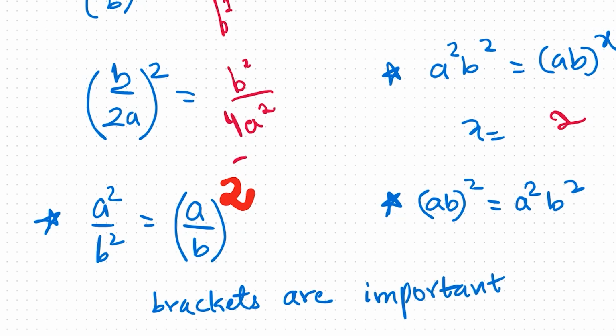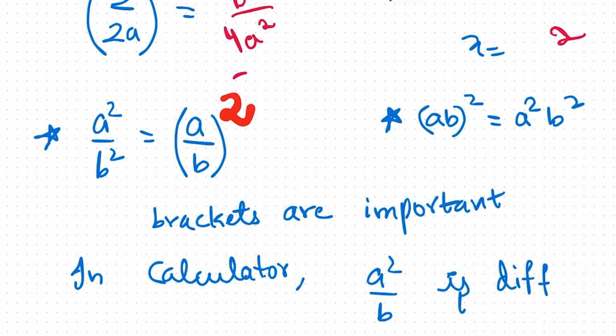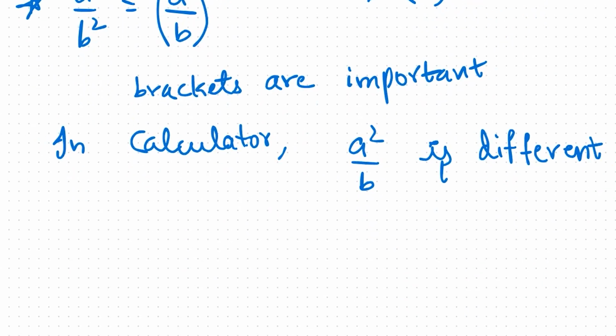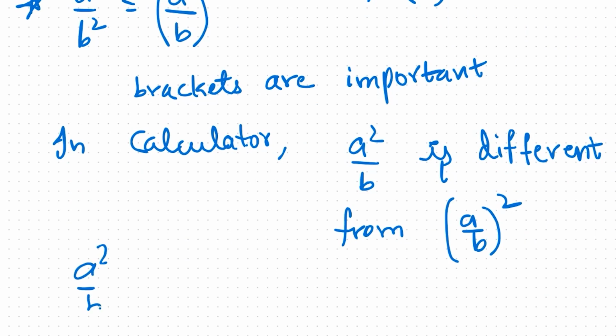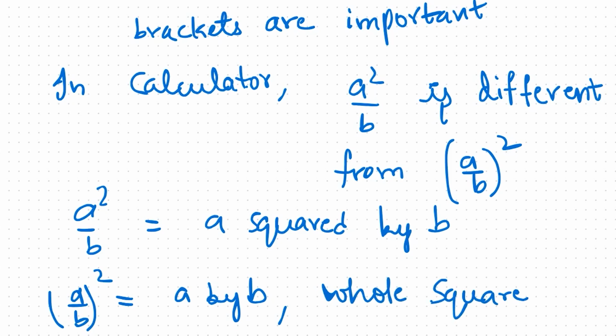Brackets are important. When you are putting it in a calculator, the value of a squared by b, if you write it like this, is different from a by b whole squared. A squared by b is pronounced as a squared by b. But when you involve the brackets, we pronounce it as a by b whole squared. That is why the brackets are important. These are some basic concepts which are important.